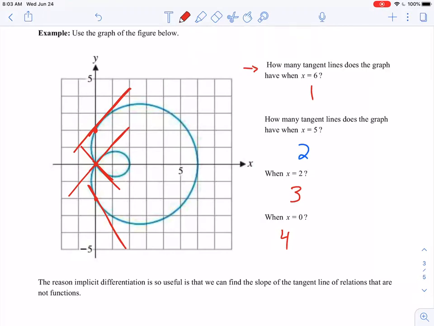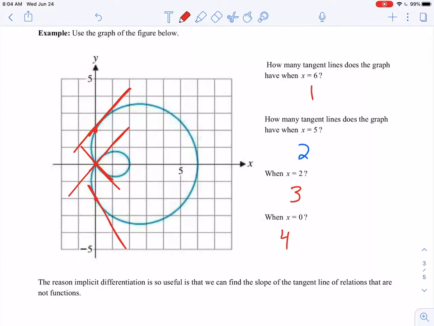So this is really odd because, depending on what x value I'm talking about, I might have 1 tangent line, I might have 2 tangent lines, I might have 3 tangent lines, I might have 4 tangent lines. We're used to having 1 tangent line always because we've only been working with functions. But now we have this weird scenario where, depending on what x value you're talking about and what your function looks like at that particular x value, you may have more than 1 tangent line.